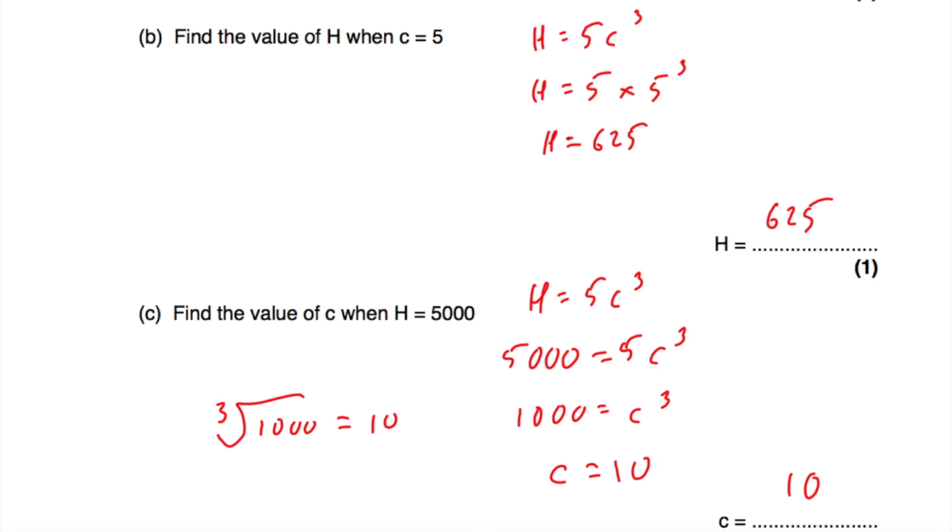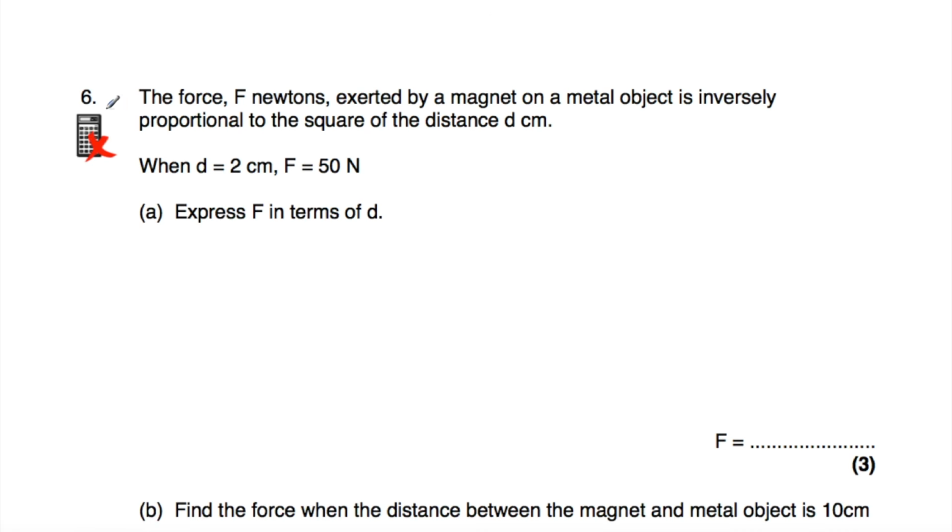Okay, let's have a look at our next question, question number 6. So question number 6 says the force F newtons exerted by a magnet on a metal object is inversely proportional to the square of the distance. And whenever d, the distance, is equal to 2 centimeters, the force is equal to 50 newtons. And part A says find F in terms of d.